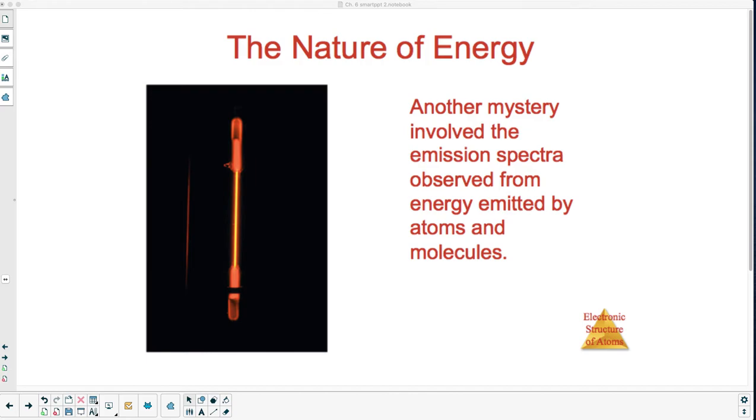So we're going to start off with the nature of energy. As it turns out, when you take a look at this, this is called an emission spectrum. This is a spectrum picture of a gas.